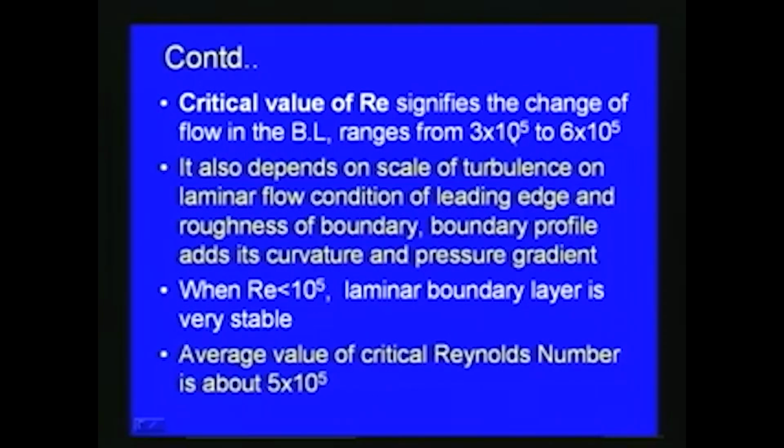So in the case of, especially for flat plate, a number of experiments show that this can be in the range of 3 into 10 to the power 5 to 6 into 10 to the power 5. So this is the critical value of the Reynolds number, where the transition starts depending upon the various other conditions, which can be between 3 into 10 to the power 5 to 6 into 10 to the power 5. So it also depends on the scale of turbulence, on laminar flow condition at the leading edge, and roughness of the boundary profile, its curvature, and pressure gradient.